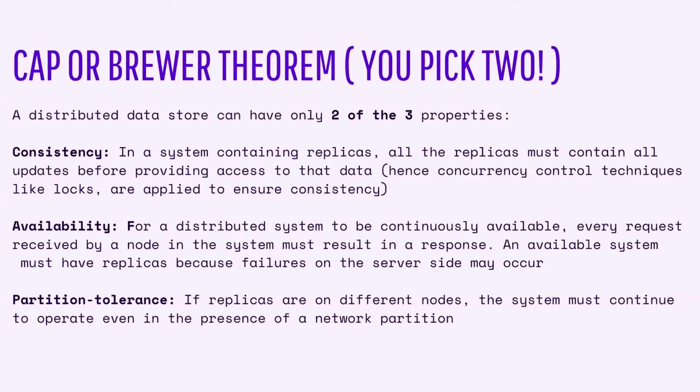If the replicas are on different nodes, the system must continue to operate even in the presence of a network partition. So this also happens a whole ton. System down, networks down, all those things are pretty common because something will fail all the time. When you have thousands of servers and many different networks connecting many different computers, you'll have something failing all the time.